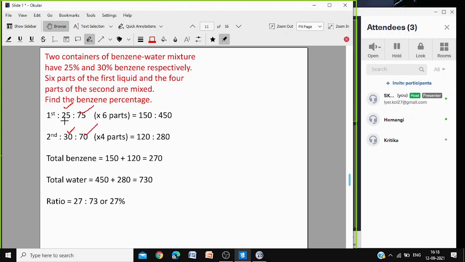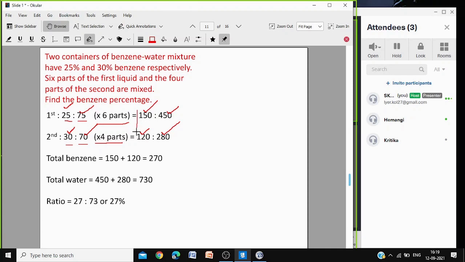So 25% benzene means 75% will be the other component. 30% benzene means 70% will be the other component. Here you are taking 6 parts. So when you take 6 parts, benzene will be 25 into 6, 150 in proportion, and 75 into 6, 450 will be the second component. Here you are taking 4 parts. So 30 into 4, 120 benzene, and 70 into 4, 280 the other component.